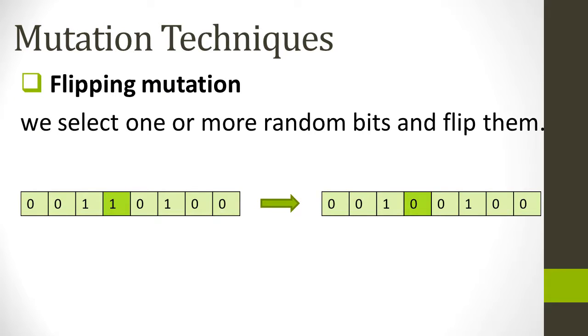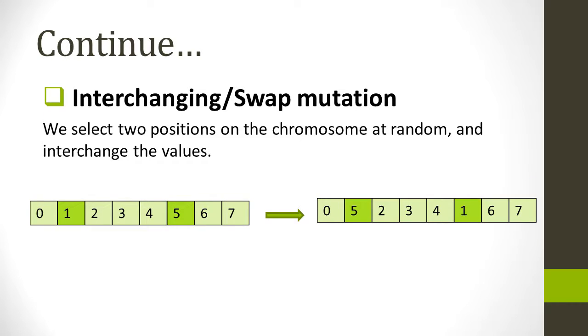The first technique is bit flip mutation, that means flipping. In this flipping mutation, we select one or more random bits and flip them. This is used for binary encoded genetic algorithms. The second technique is interchanging or swap mutation. In swap mutation, we select two positions on the chromosome at random and interchange the values. This is common in permutation based encodings.